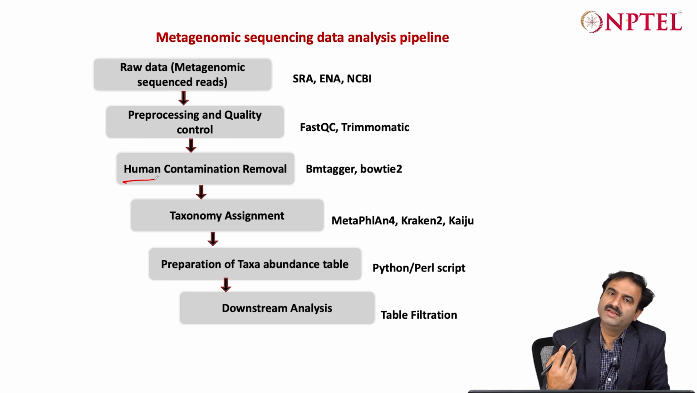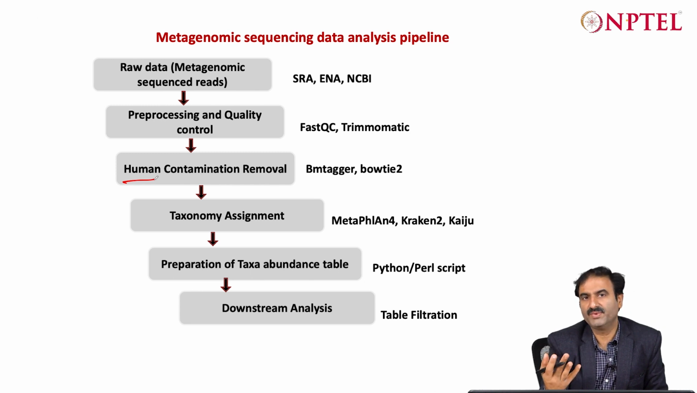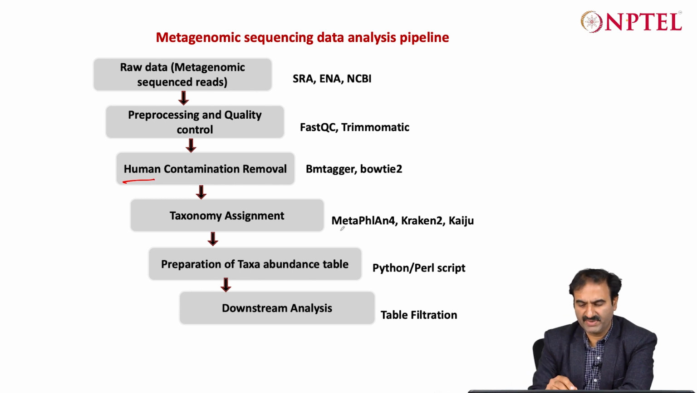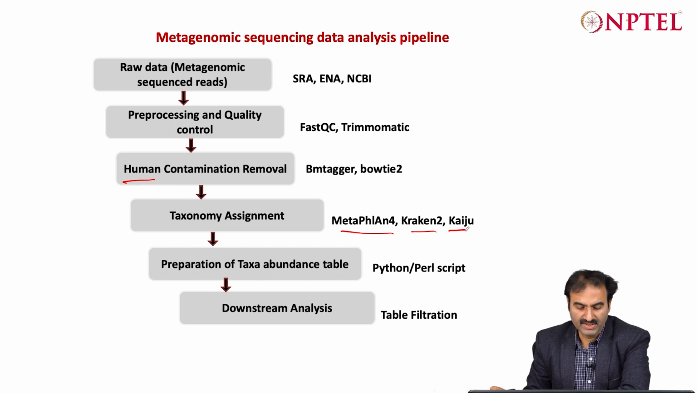Okay, then the remaining species which are non-eukaryote or non-human, right? So we have to do the taxonomic assignment of that. For that we can use several tools like MetaPhlAn4, Kraken or Kaiju that we also discussed in the previous class. Then we will go for the preparation of abundance tables and the downstream analysis, that includes calculation of abundance and estimation of diversity by using various statistical methods.